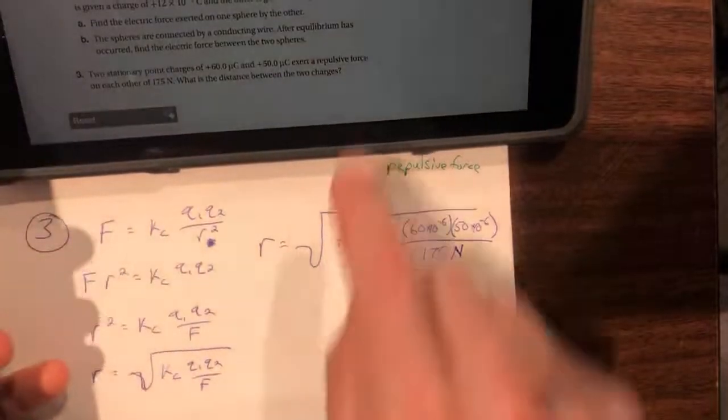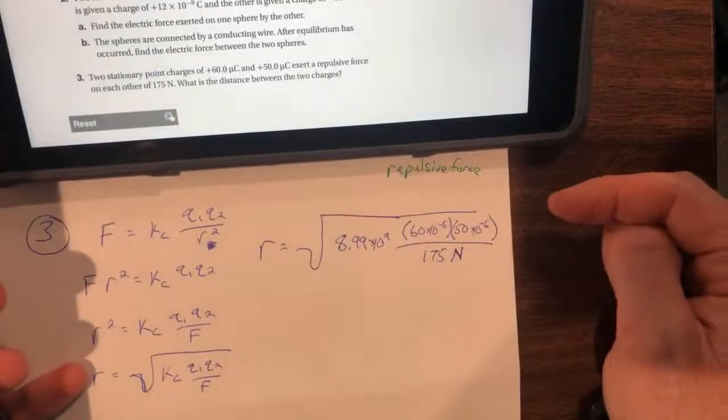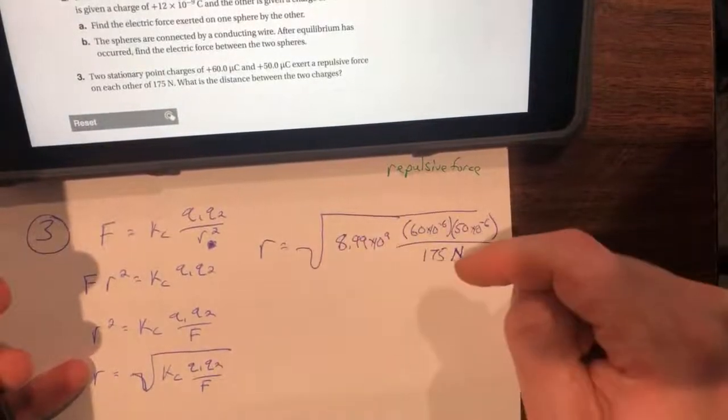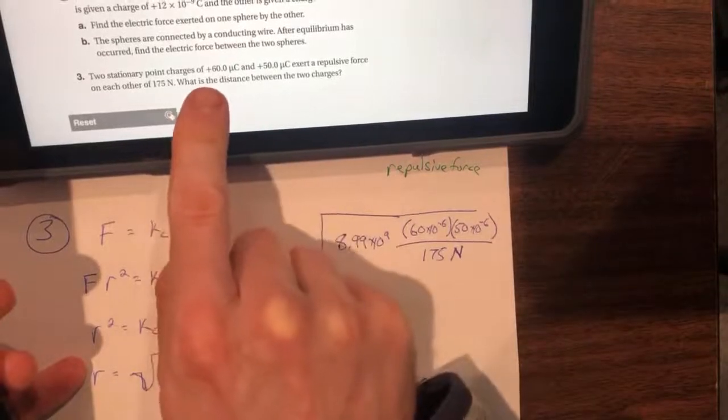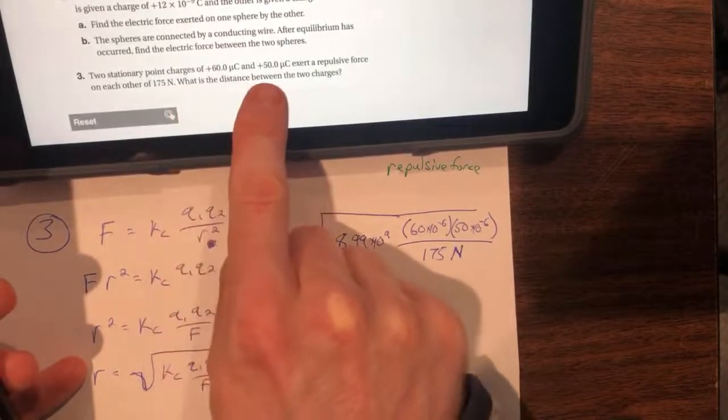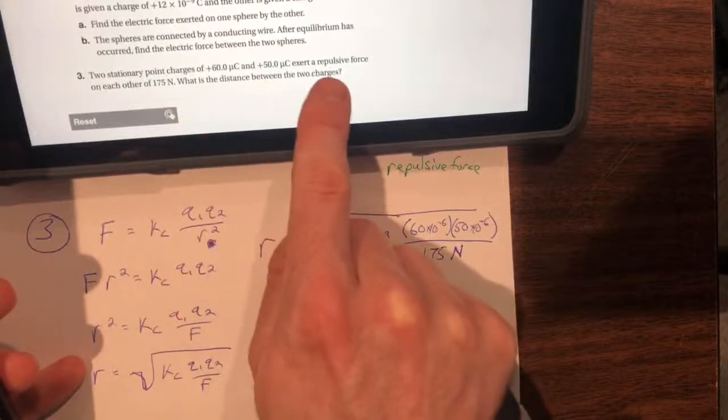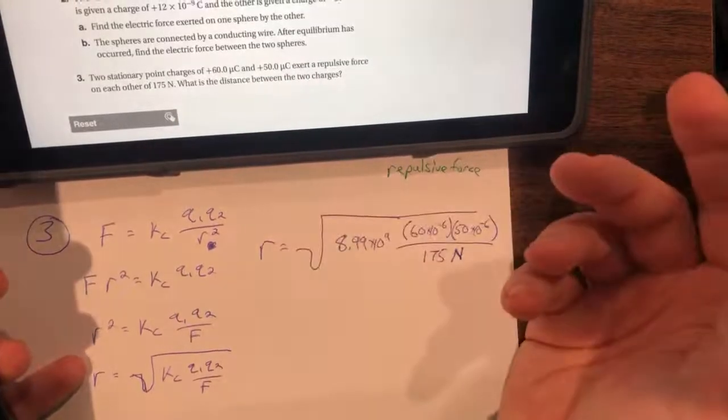So you don't even need to worry about positives or negatives. The whole thing must be positive, so we can leave everything positive. And that makes sense here. We can just check, right? That's a positive charge, that's a positive charge, and it says there's a repulsive force. So that makes sense.